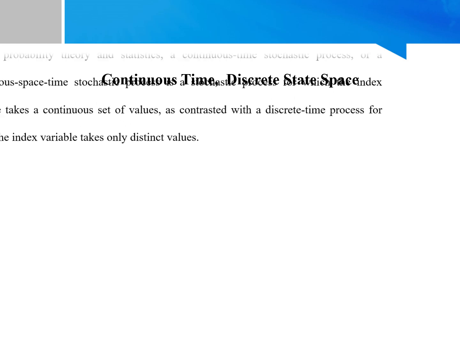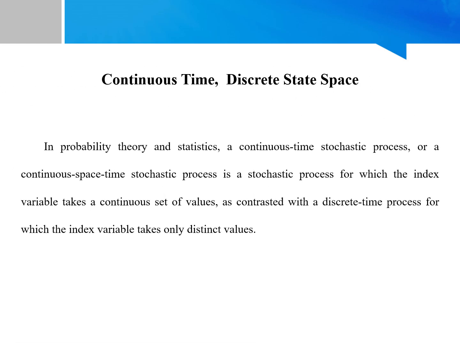The next one is continuous time, discrete state space, that is, the time will be continuous and the state space will be discrete. In probability theory and practice, a continuous time stochastic process is a stochastic process for which the index variable takes a continuous set of values. That is, here the time will be a continuous set of values and the state space will be discrete.